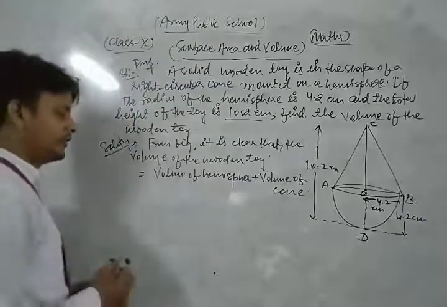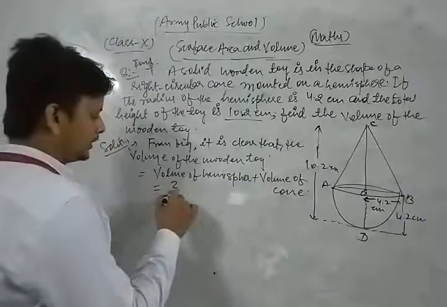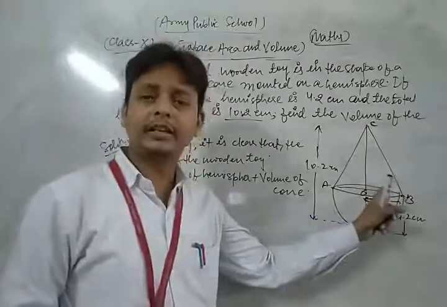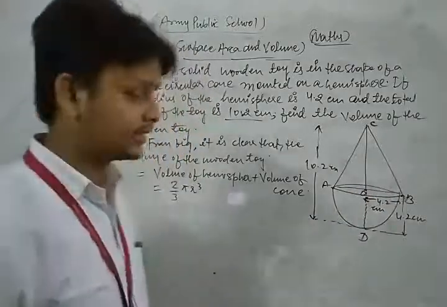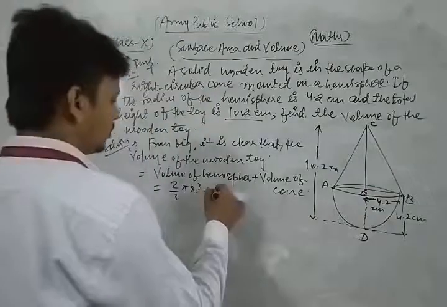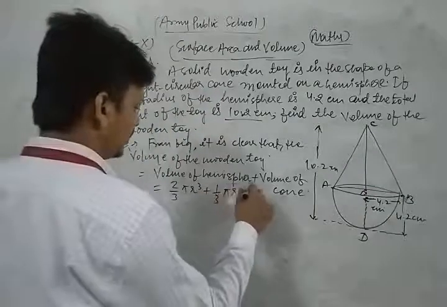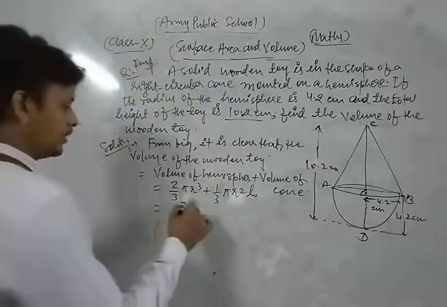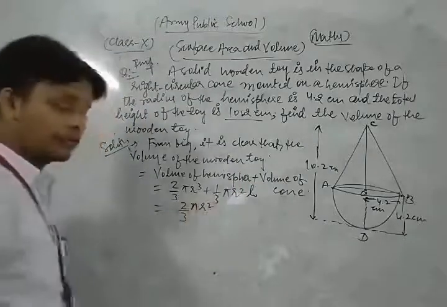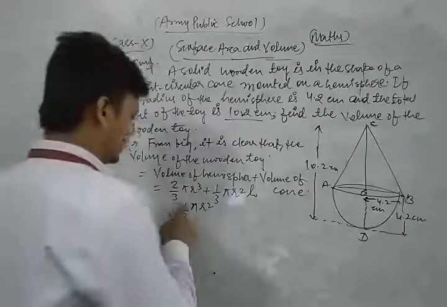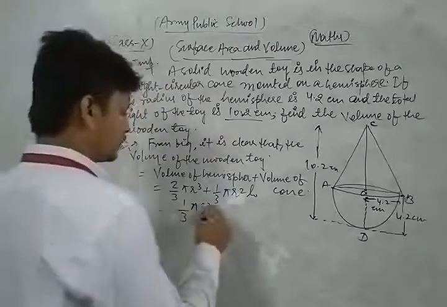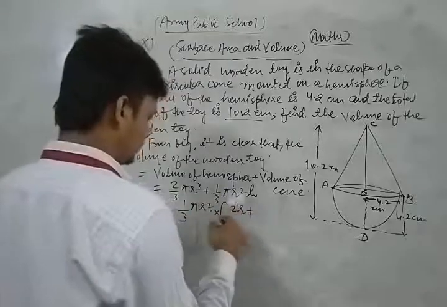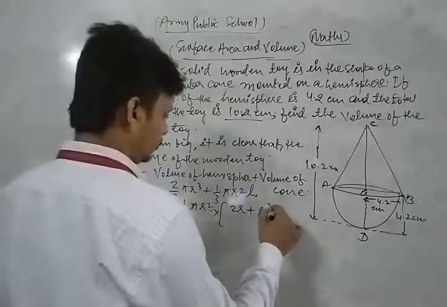So now look, volume of hemisphere is 2/3 pi r cube, and here the radius of the conical part and the hemispherical part remains the same, plus volume of cone is 1 upon 3 pi r square h. This is the concept. Now we take 1 by 3 pi r square as common because r is the same and pi is also the same. So we get 1 by 3 pi r square into (2r plus h). Now we take this as equation number 1.